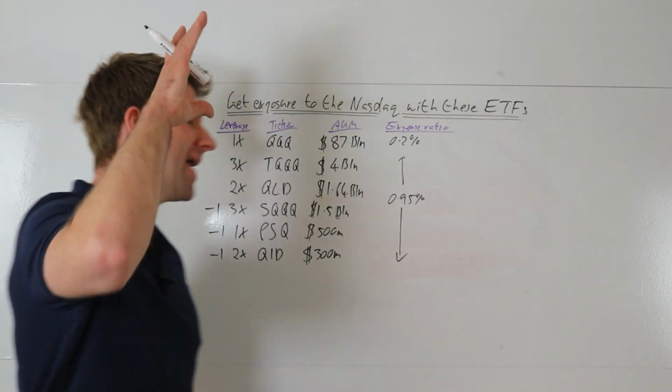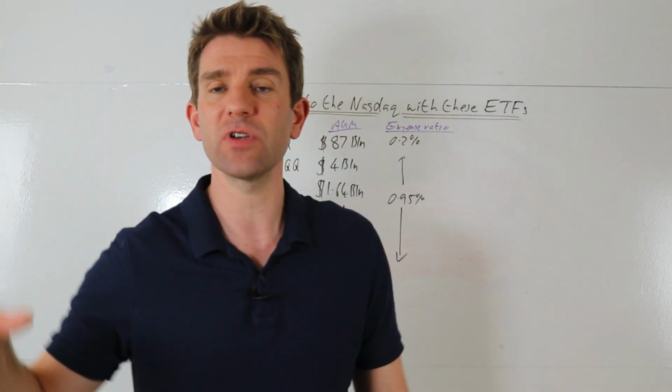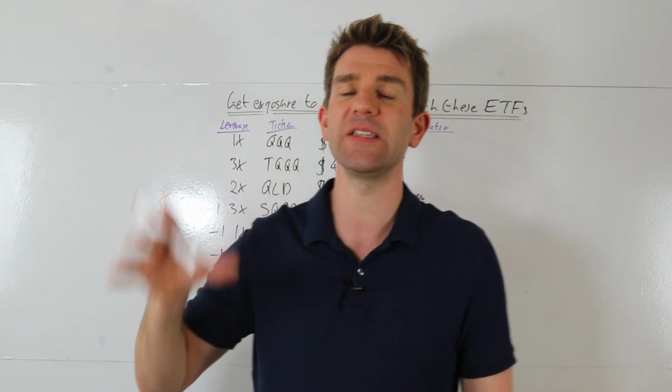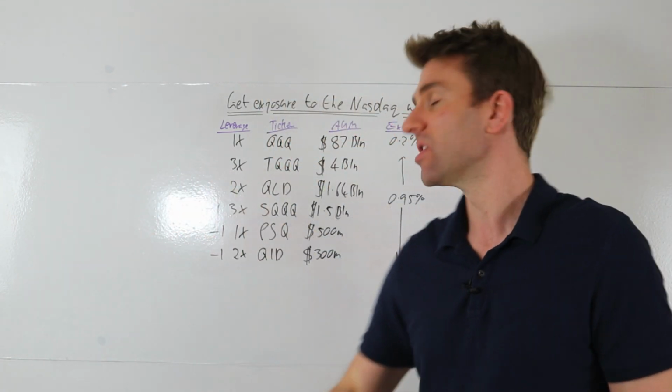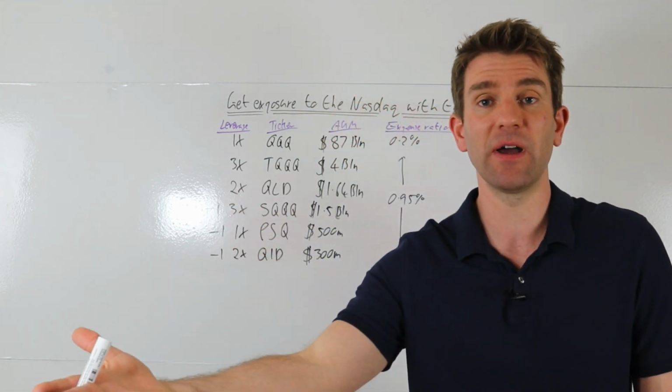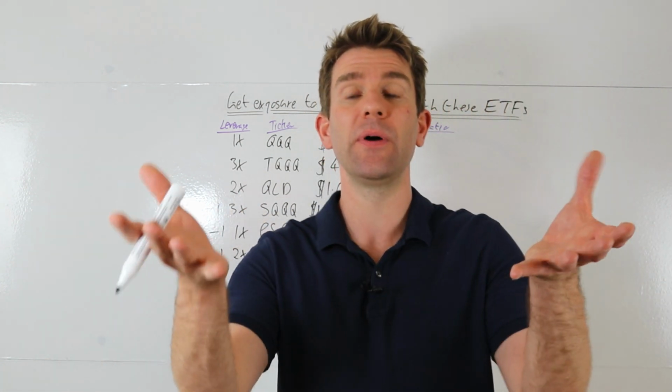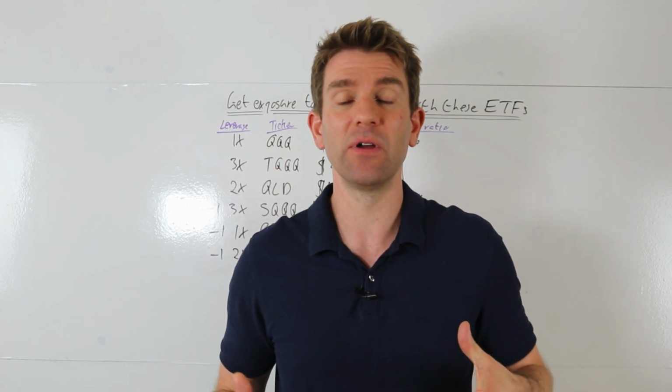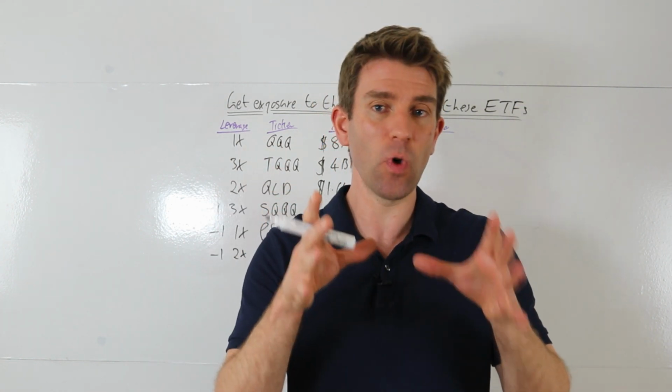Okay, now we look at some of the other ones, and these other ones are short ETFs. So in other words, they're inverse. An inverse ETF basically looks to inverse the performance of the underlying. So if the NASDAQ 100 goes up, then the inverses will go down. So this is handy. Why would you use an inverse?